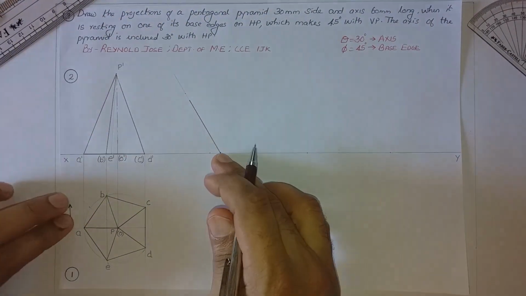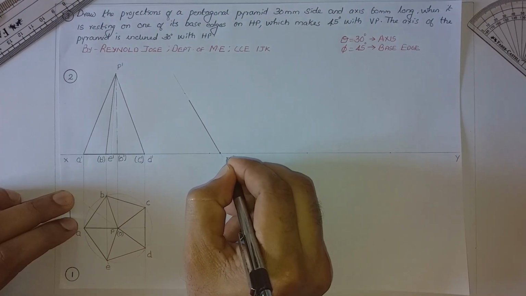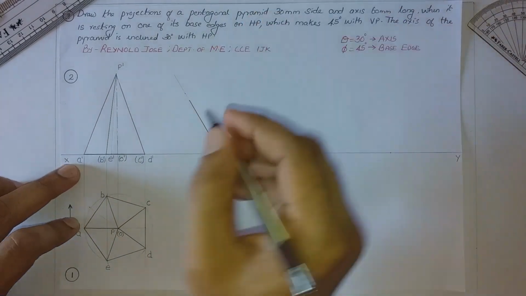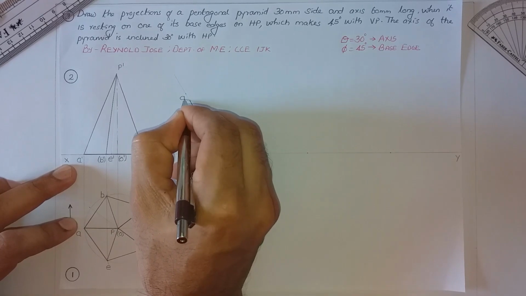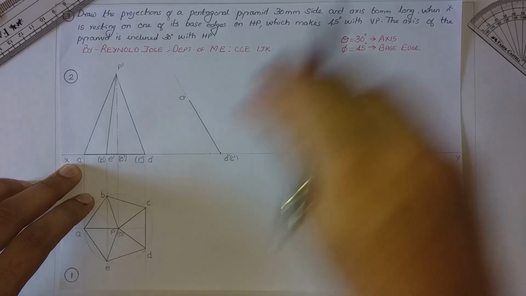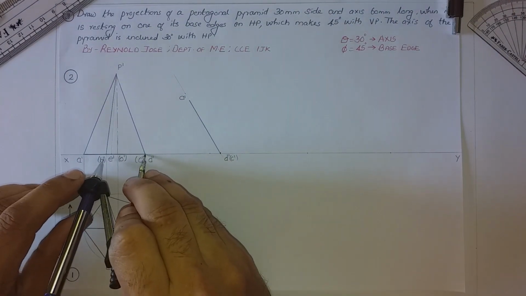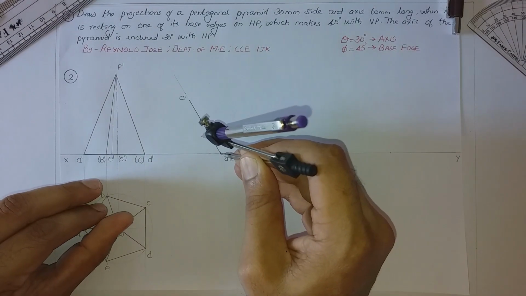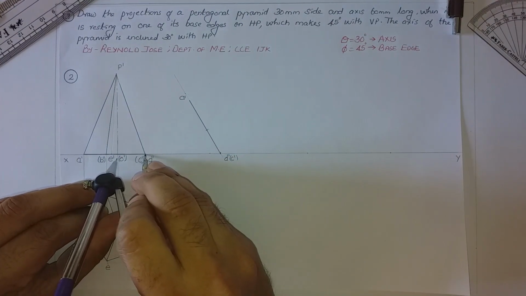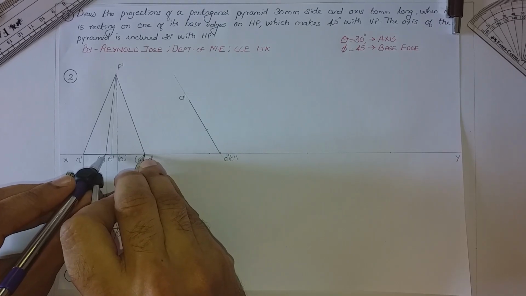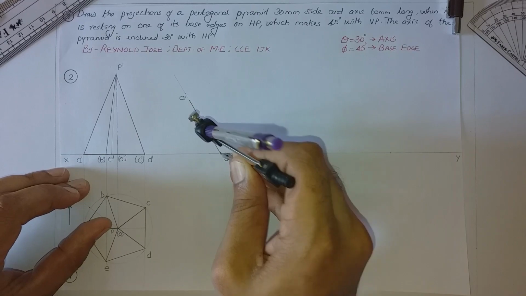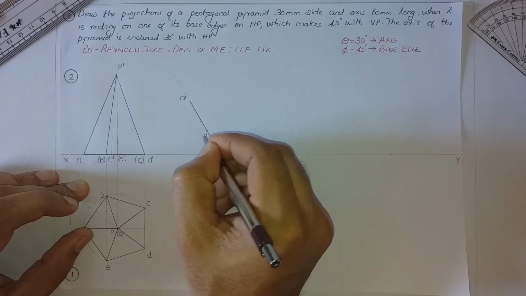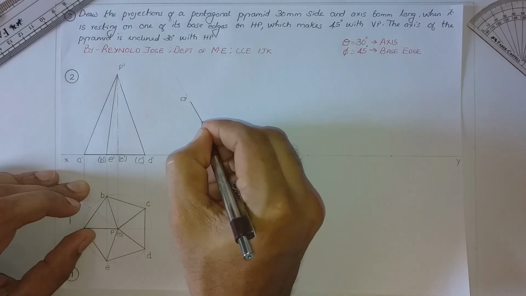So on this side, it is D dash C dash. On this end, it is D dash C dash. And on this extreme, it is A dash. We shall mark O dash and B dash E dash using compass. So this distance is to O dash. So this is O dash. And the next one is B dash E dash. So this is O dash and this is B dash E dash.